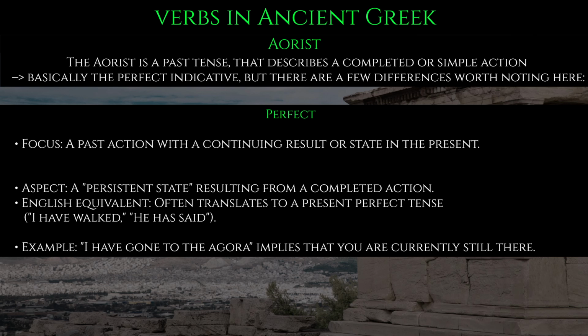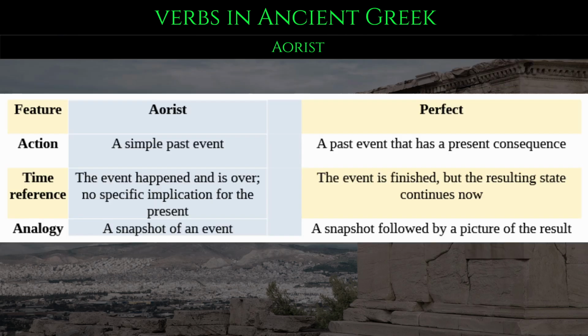Now, the key differences in usage. For the aorist, this is a simple past event. For the perfect, a past event that has a present consequence. Then the time reference. For the aorist, the event happened and is over. No specific implication for the present. The perfect, the event is finished, but the resulting state continues now.